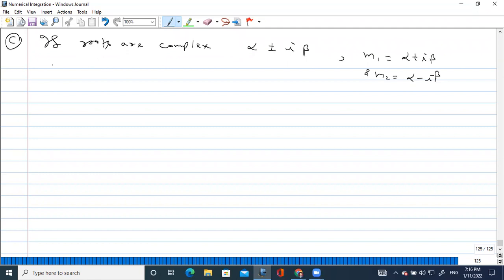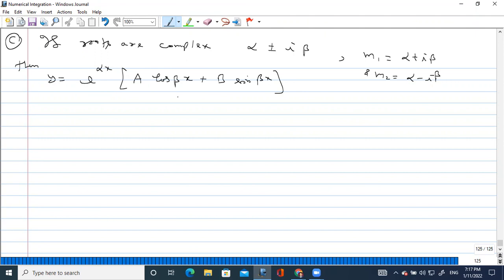Okay, so answer will be y equal to e to the power alpha x. Alpha will be utilized here. Then a cos beta x plus b sin beta x. Alpha I have used here and beta will be utilized inside. So this type of solution also I have used in Green's function.